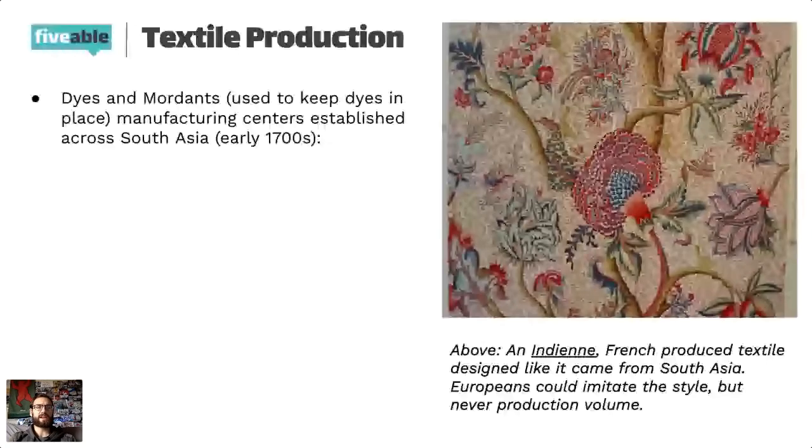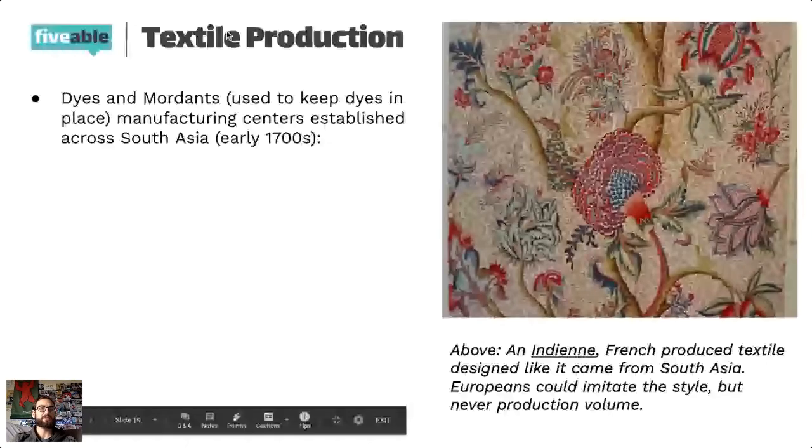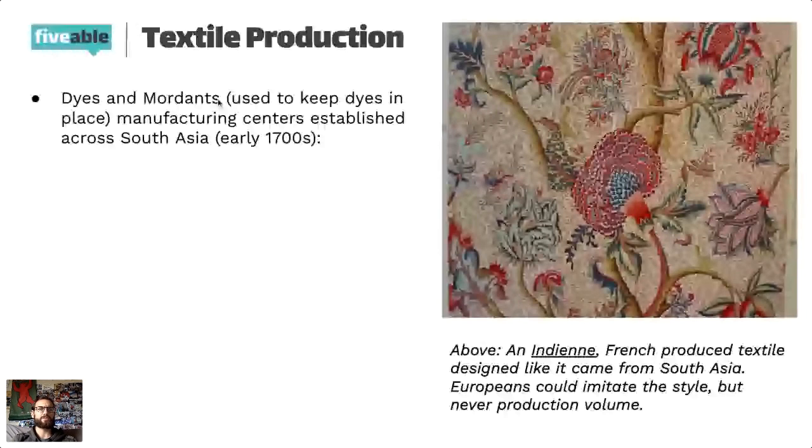We begin to see the rise of big manufacturing centers, kind of like factories, specifically to create dyes and mordants. Now, mordants is a really technical term. It just means whatever you use to keep the dye in place. If you look at this example on the right, notice that the different colors are very specific, right? You don't want the color of the flower bleeding over into the color of the stem. Right? And so a mordant helps keep the dye in place so it doesn't bleed over.